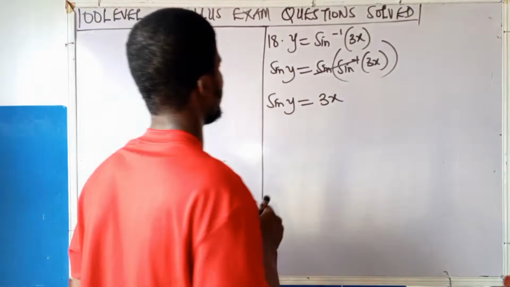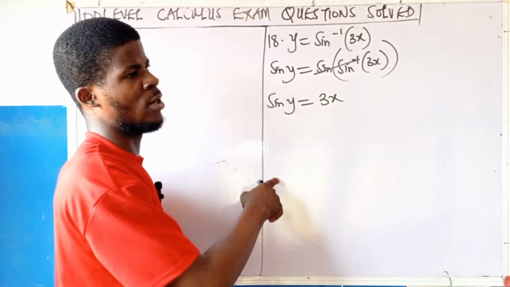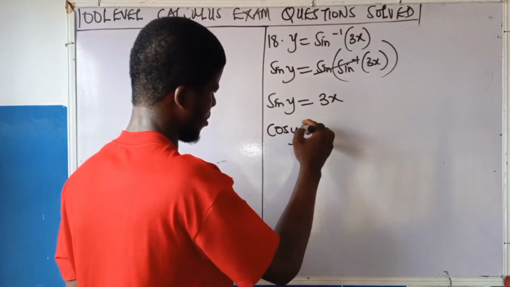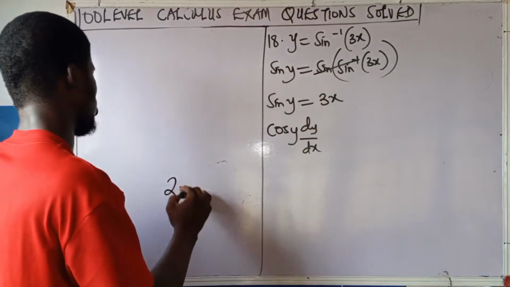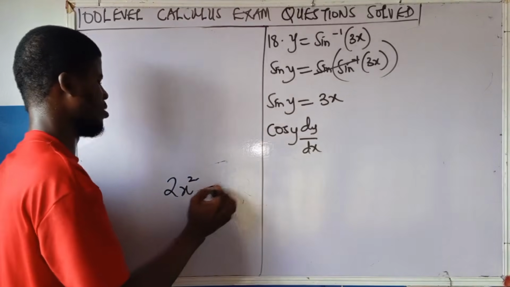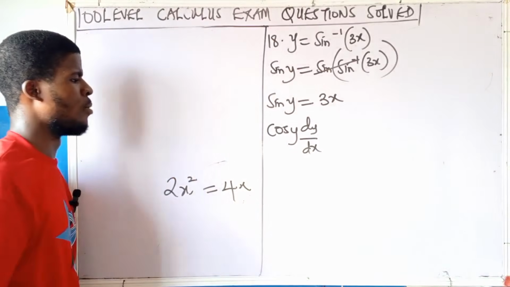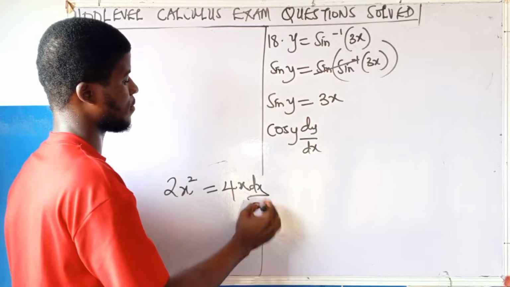Alright, so see what I'm doing now. Differentiate sine y with respect to x. You are going to get cos y dy/dx. See, if I differentiate 2x squared with respect to x, it's going to give me 4x. You know that 2 times 2 is 4, 2 minus 1 is 1. But actually, it is 4x dx.